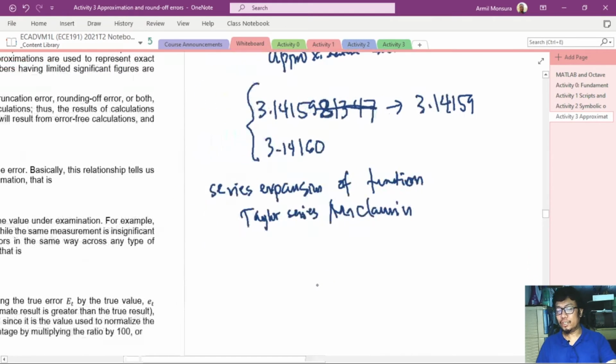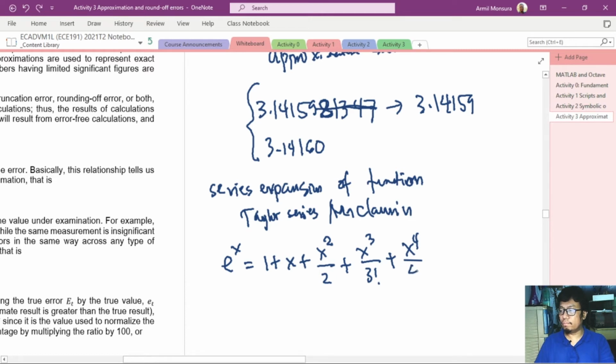in which it actually allows for expansion of some of the common functions that we use in mathematics into power series form. As an example, we can express e raised to x as equal to the series 1 plus x over 1 plus x squared over 2 plus x cubed over 3 factorial plus x raised to 4 over 4 factorial and so on.